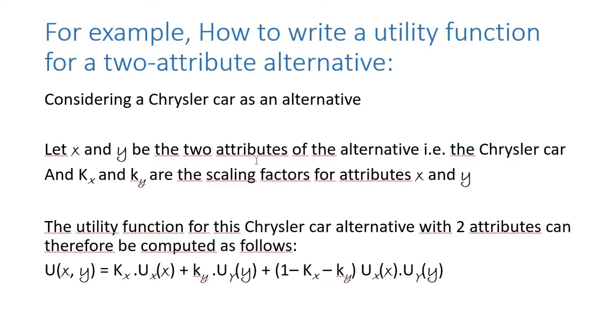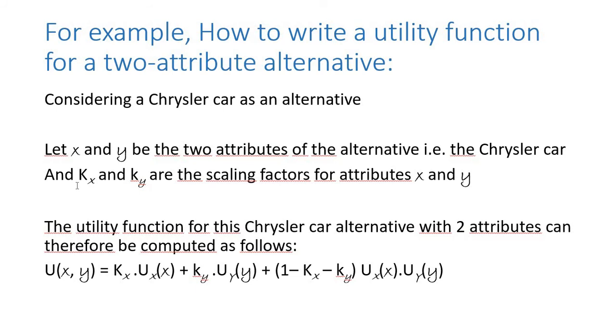So going now to an example of how this is used. How exactly do we write a utility function for a two attribute alternative? Just as a reminder, this is just an example. This can be used for more than two attributes. So let's say, for instance, we're using a Chrysler car as an example, and X and Y are the two attributes of this particular alternative.